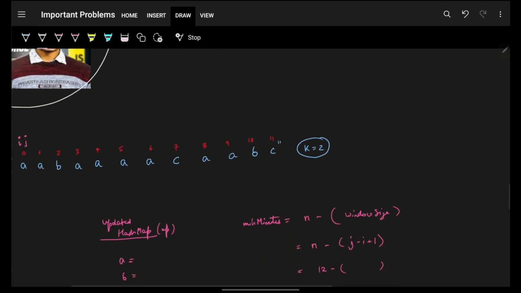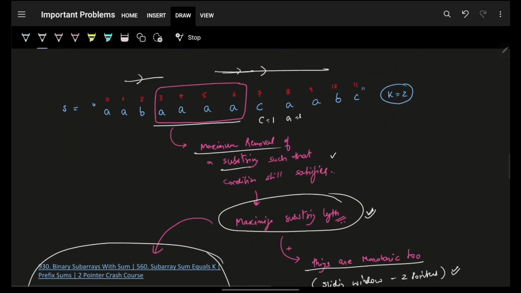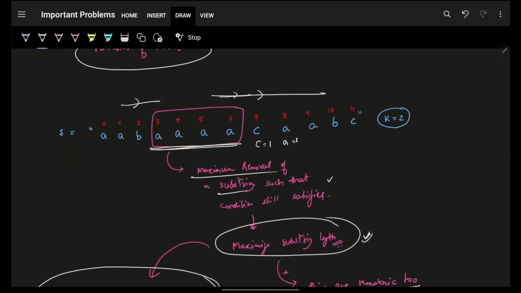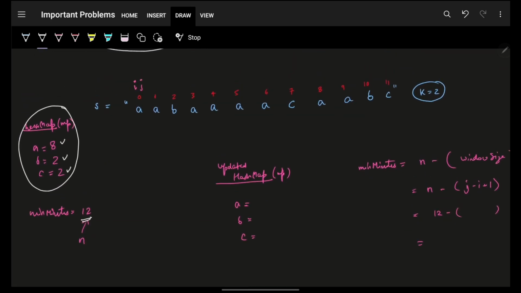I will do the same thing. Initially I will take all the frequencies: the frequency of A is 8, the frequency of B is 2, the frequency of C is 2 in total in this entire array. My minimum minutes required in the very beginning are 12, which is the entire length of the array. Now I will simply try to take the maximum substring which I would be able to remove. How will I do it? Let's see a simple dry run.